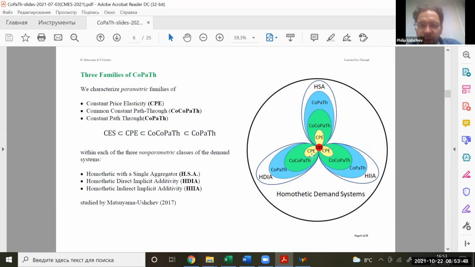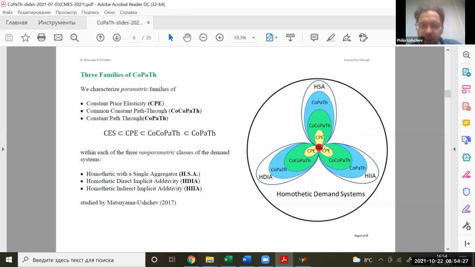Okay, and we develop. I'm not really going to talk much about this for the interest of time, but this is basically about the tools we use to develop these parametric families. We actually come up with 3 versions of this constant pass-through family. Each version is related to a certain class of constant returns to scale production functions, which we developed in our earlier paper with Kiminori in 2017.